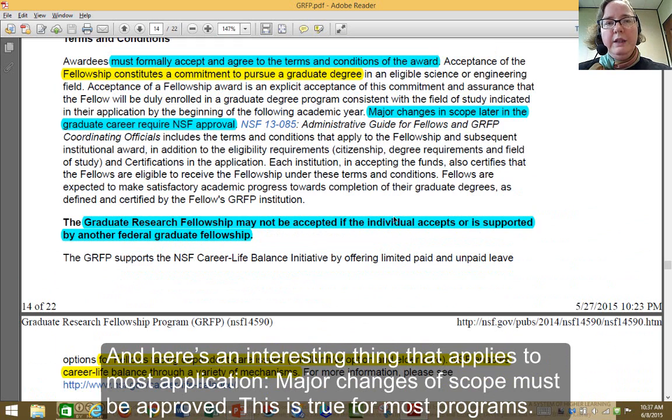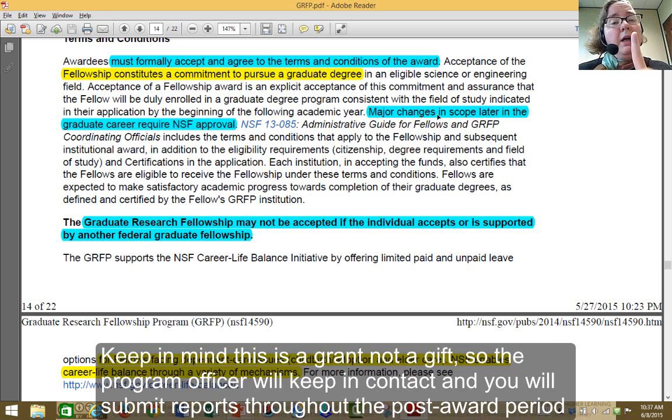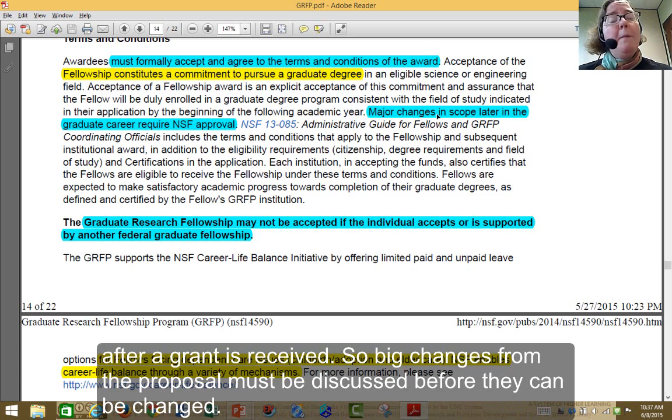And here's an interesting thing that applies to most applications. Major changes in scope must be approved. This is true in basically every program. Keep in mind that this is a grant, not a gift. So the program officer will keep in contact with you, and you will submit reports throughout the post-award period after a grant is received. So big changes from the proposal must be discussed before they can be changed.